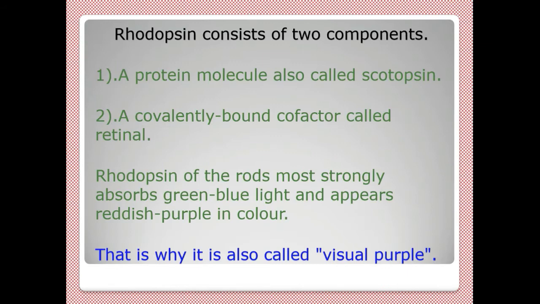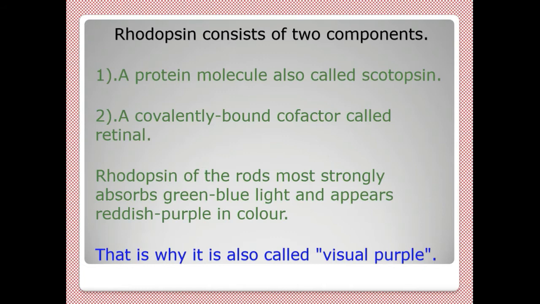Rhodopsin of the rods most strongly absorbs green-blue light in your VGR and appears reddish-purple in color. It looks reddish-purple because it absorbs green-blue light. That is why rhodopsin is otherwise called visual purple.